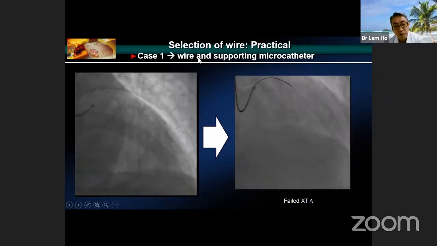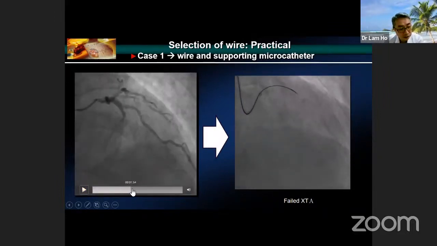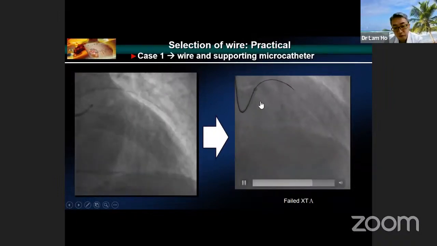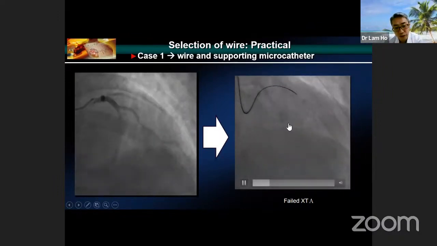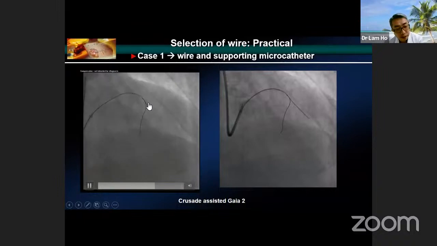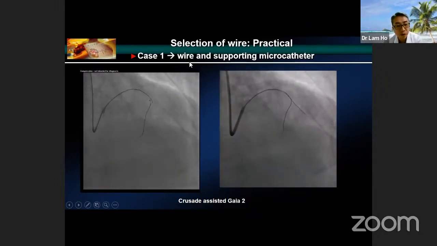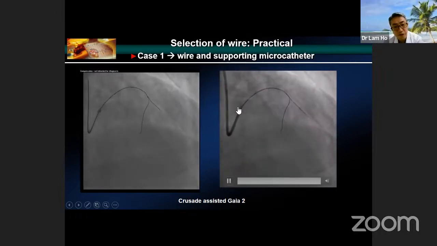The first case is about wire and the supporting microcatheter. For example, in this case, you can see that it's a CTO without stump. There's a side branch over there, and of course, I tried Corsair plus Fielder XTA. I cannot go; it just goes to the side branch. Now you can see that with the proper wire and supporting microcatheter, we use Crusade and then Gaia 2, and then with more control and then Gaia 2, we can puncture to the true lumen. Case 1 shows the change of wire and change of supporting catheter that make the difference.